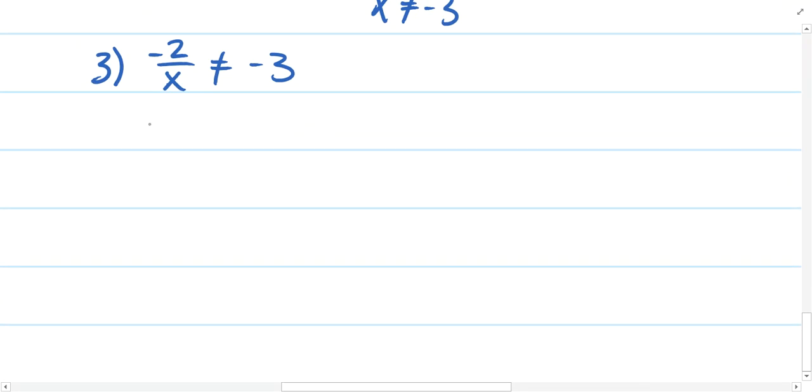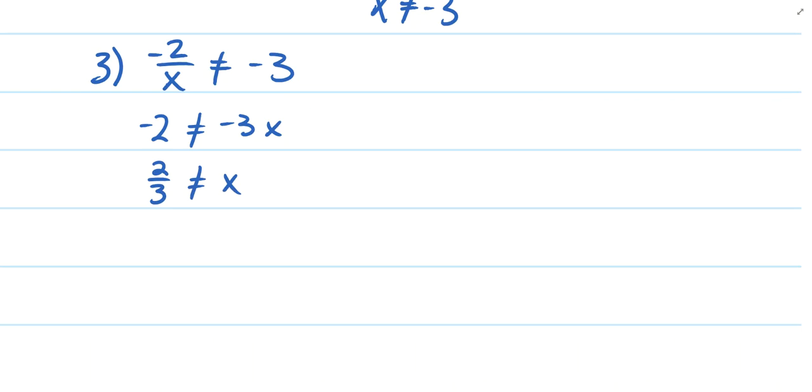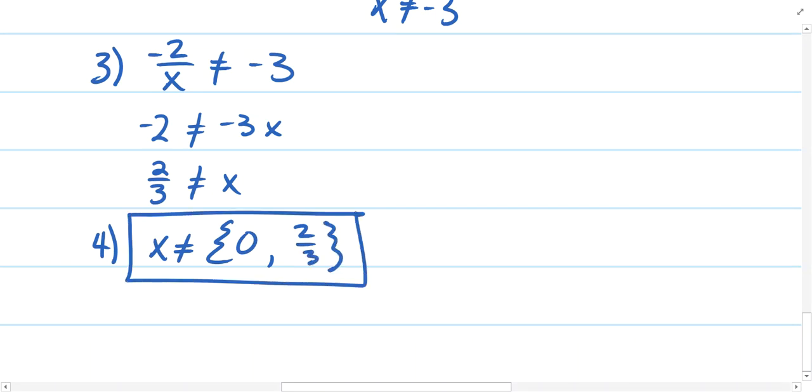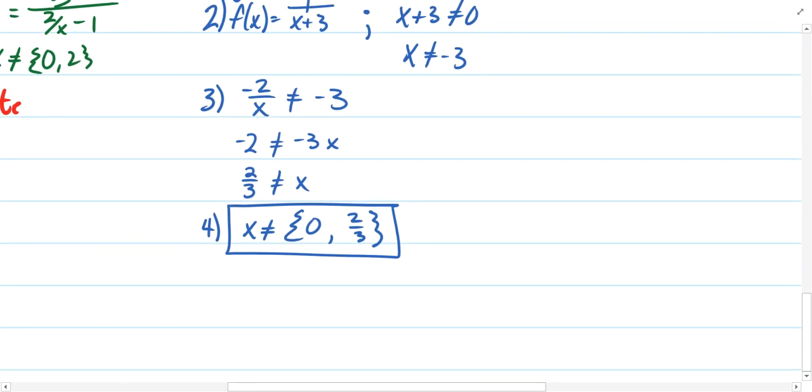Well, again, I can multiply both sides by x, and we're left with negative 2 cannot equal negative 3 times x. We would then divide both sides by negative 3 and find that 2/3 is not permitted for our value x. So for our final answer, step number 4, we're going to combine the restrictions from step number 1, which was the number 0, and the restrictions from step number 3, which was 2/3, and we would say that the domain restriction for this composite function in that order would be 0 and 2/3.